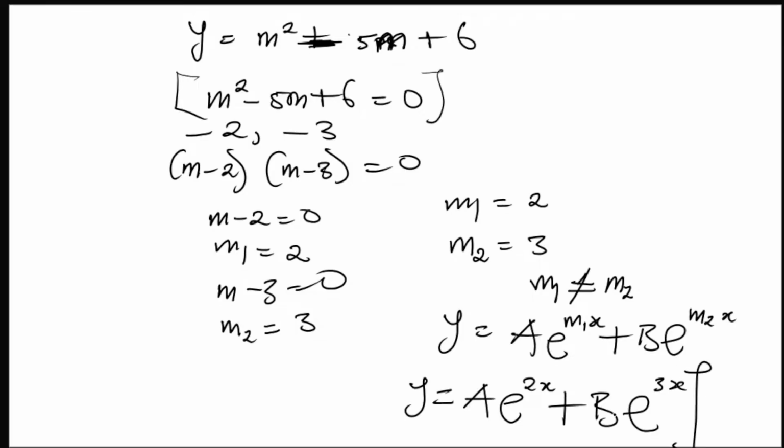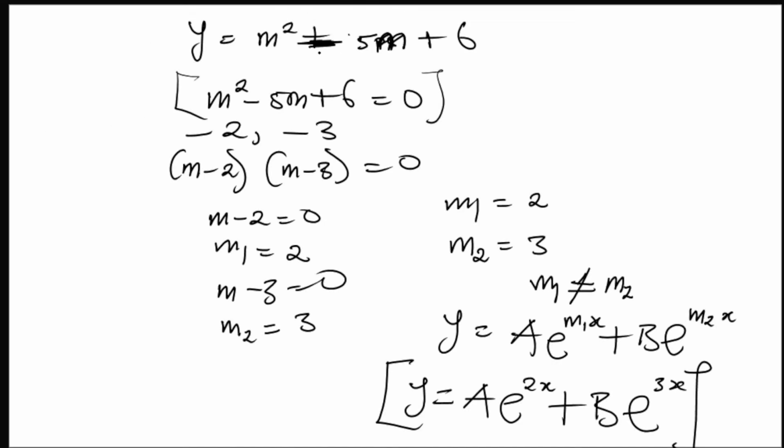So this is your complementary function of your given equation. Since you've gotten your complementary function of your given equation, what do you do? You simply get the particular integral of your equation, which is PI. Now I told you, to get your PI, you bring out an equation that is similar to your auxiliary equation.